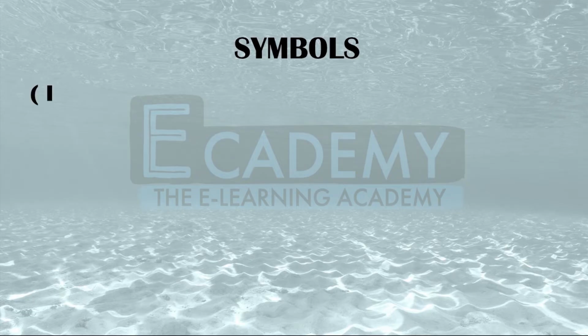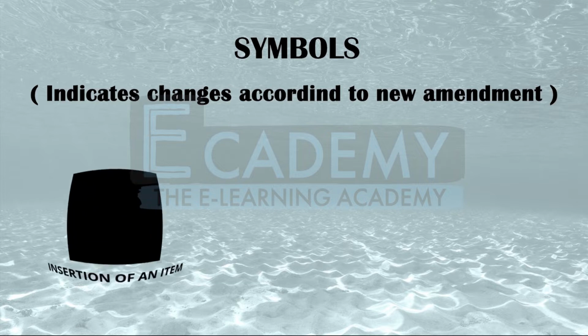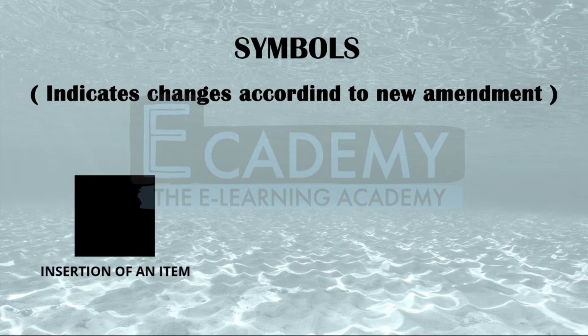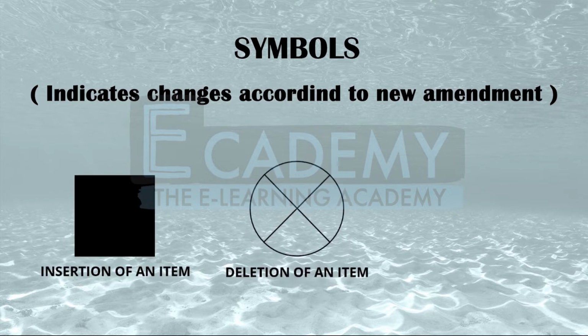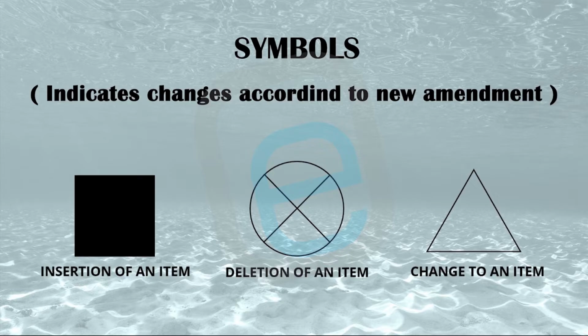These symbols are placed against an item to indicate changes from the previous edition in accordance with new amendment of the IMDG Code. Square indicates insertion of an item. Crossed out circle means deletion of an item. The triangle indicates some part of that section of the regulation changed in some way. It could be as simple as one word, sentence, or entire section that was reworked or clarified.